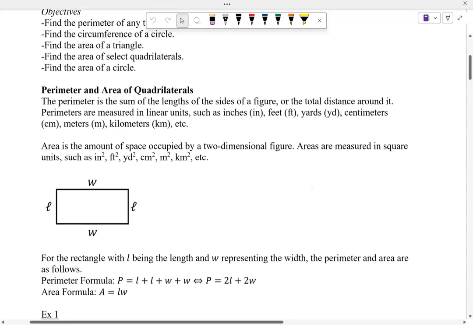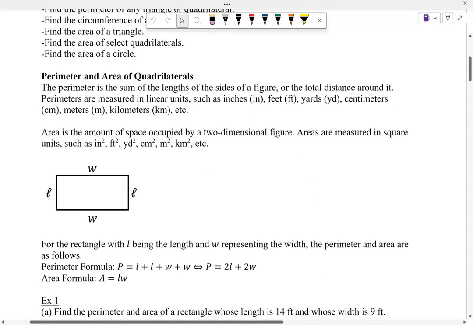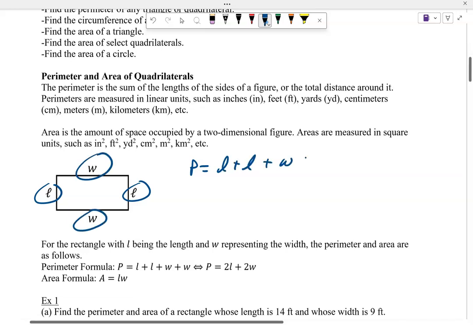So the perimeter is the sum of the lengths of the sides around it. For a rectangle here, the perimeter would be the length plus the length plus the width plus the width. In other words, L plus L would be 2L, W plus W would be 2W. So that's where our formula for the perimeter of a rectangle comes from, just adding up all the sides.